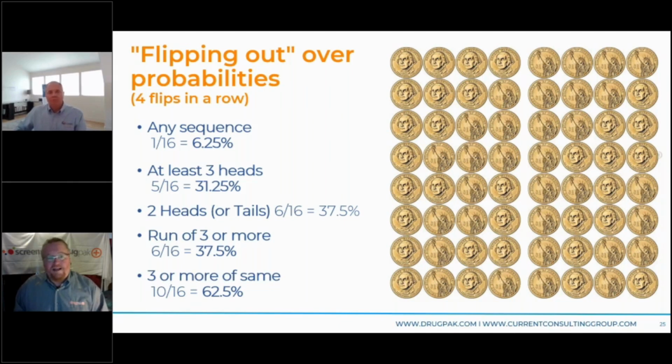3 heads and then a tails, or a tails and then 3 heads, or a heads and then tails and then 3, however, mix it up, however you want. To get 3 in a row has the same probability as getting 2 heads and 2 tails. And finally, this one really, really blows my mind. The probability of getting 3 or 4 heads or tails is 62.5%.